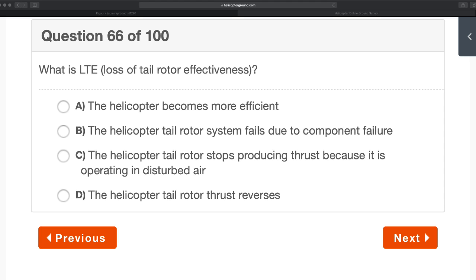Anybody get it right? Nobody answered. Man, all right. Could be the lag. Yeah, now they're coming in. Two people got it right. Awesome. All right, next question.